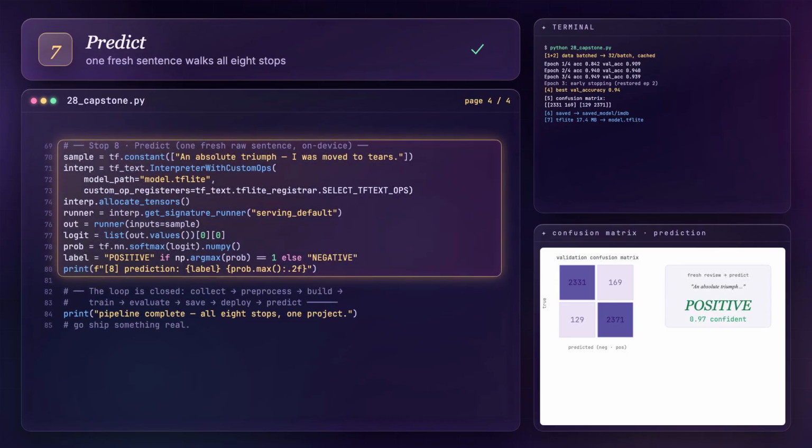Predict, the final stop. Here's the part people miss. A plain interpreter can't run those text ops, so we load with interpreter with custom ops and register the tf.text kernels. We grab the serving signature, hand it one fresh raw review. An absolute triumph, I was moved to tears. Read the logits, softmax them, and print the verdict. Positive 0.97. One fresh sentence, no manual tokenizing, walked all 8 stops to an answer. The loop is closed.